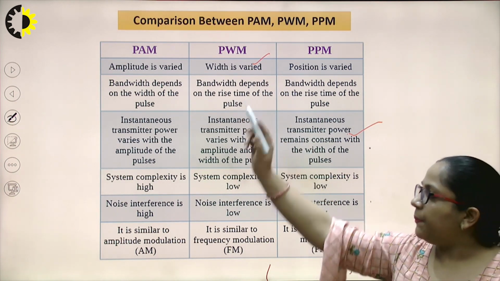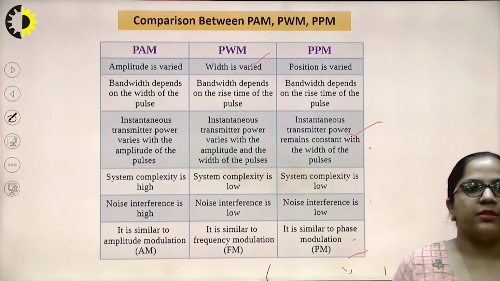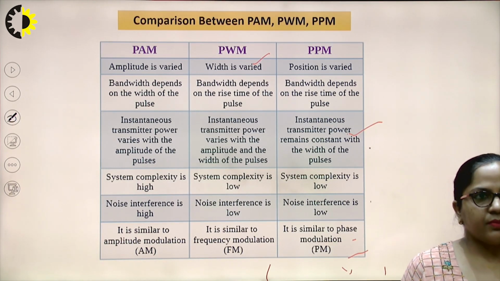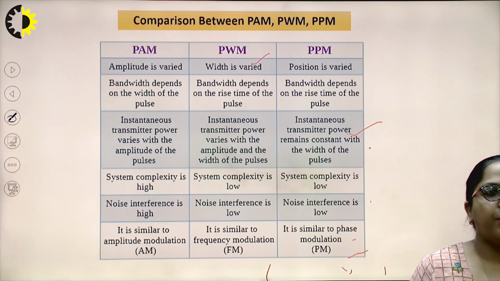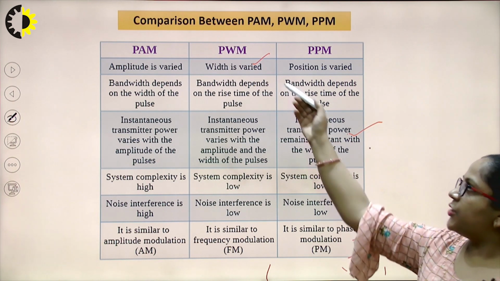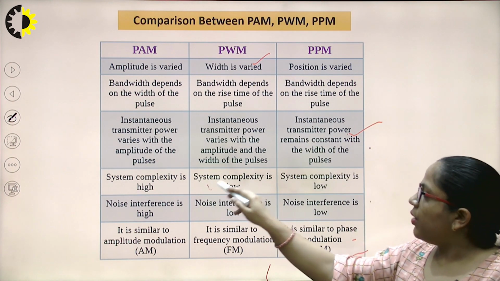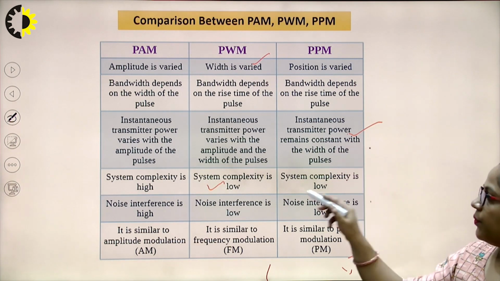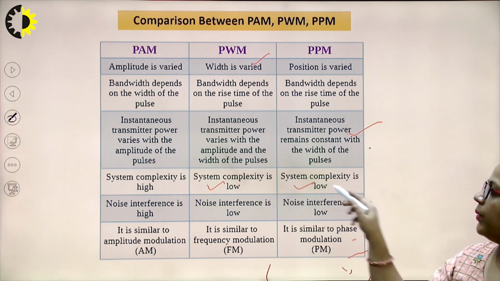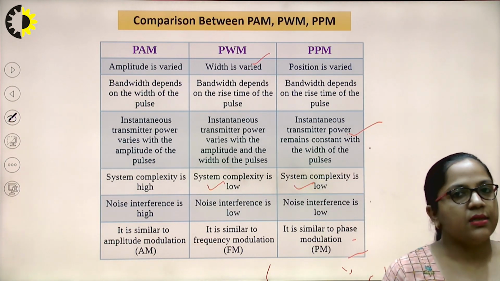In case of PPM, the generation and the detection is very easy, but the system complexity is high. In case of PWM, the system complexity is low. In case of PAM and PWM, both the system complexity is low.